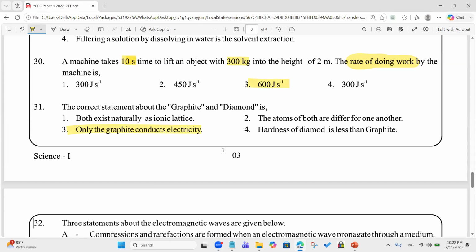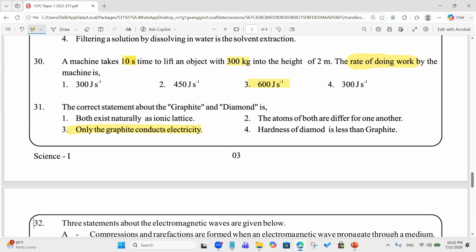Both exist as ionic lattices. Is it correct or not? Is this true or false? False. Why? Because they form atomic lattices. Very good. Not ionic. They form covalent bonds, and then they form atomic lattices. Atomic lattices and ionic lattices are two different things.